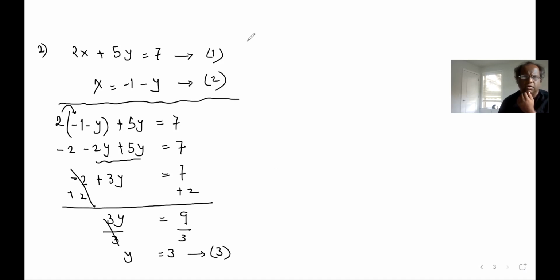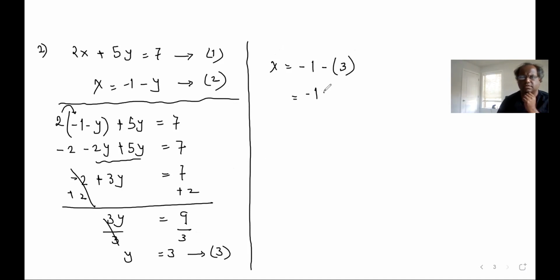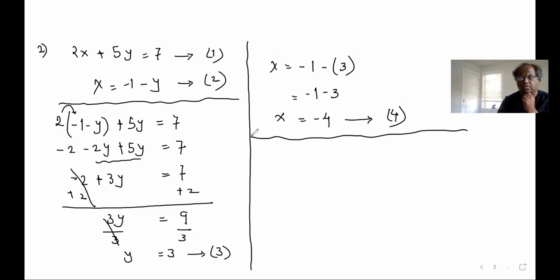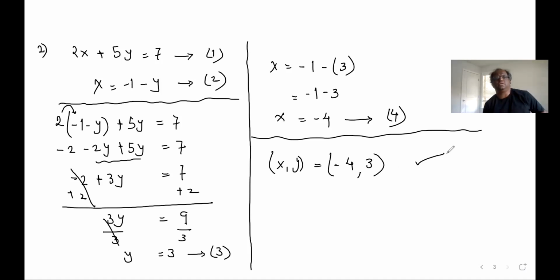Okay, so here I got the solution for y, and of course I'll make use of that. I will substitute y is equal to 3 in equation 2 to get the value of x. So x is equal to -1 minus 3, x is equal to -4. Done. Okay, but don't forget to write the result as (x, y), because this is a unique point, right? Ordered pairs, and that is the solution for part 2. Okay.